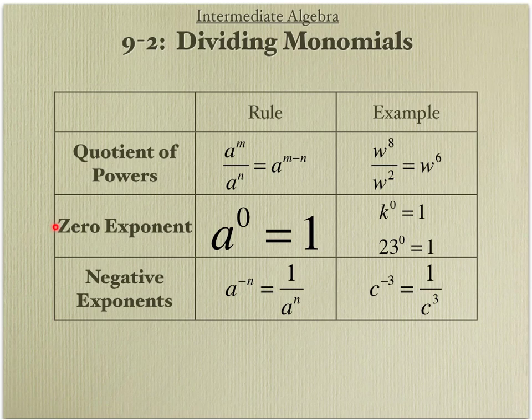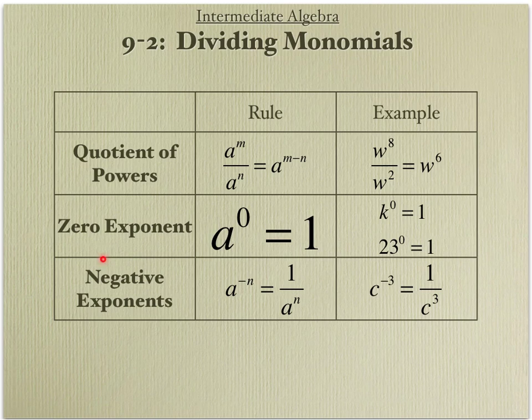Alright, here's a key one here, the 0 exponent, and anything to the 0 power is always equal to 1. So even if it's just a variable or even a number or another conglomeration of things that's taken to the 0 power, it's always equal to 1.